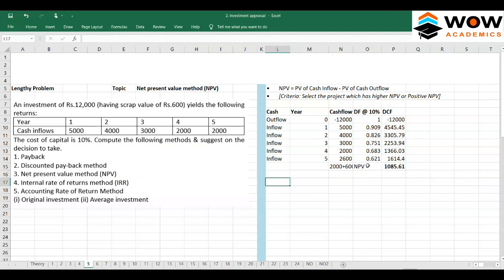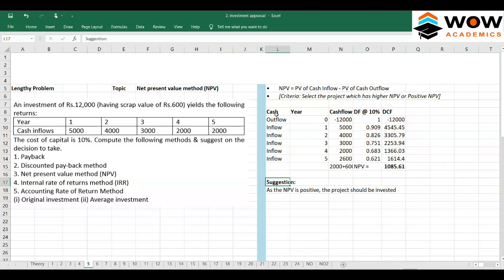Okay, so you can put a suggestion like this: as the NPV is positive, the project should be invested. Okay, so hope you got the idea here. It is a simple problem only.